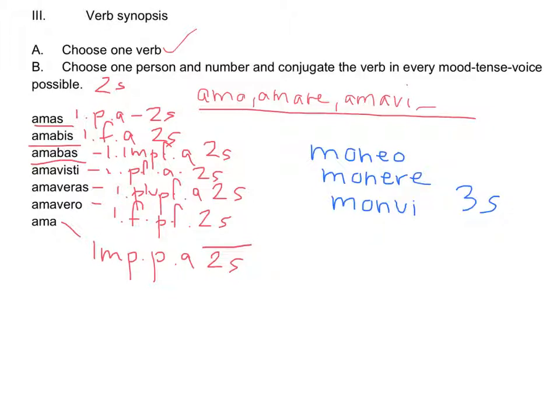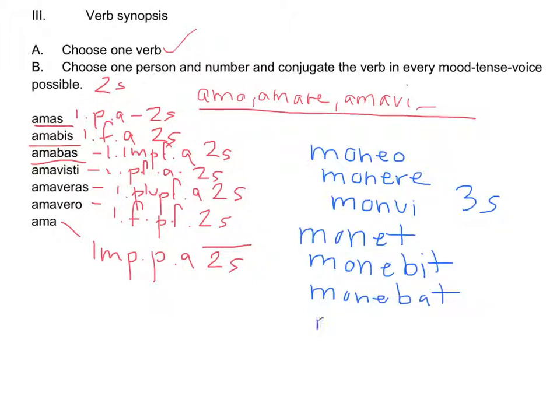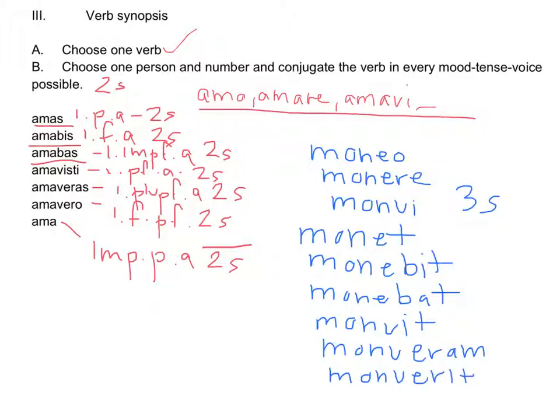And you just conjugate the indicative present active first, third person singular, monet. Then the indicative future active, monebit. Then the indicative imperfect, monebat, third person singular. Then the perfect, monuit. Then the pluperfect, monuerat. And then the future perfect, monuerit. You cannot do the imperative in the third person singular.